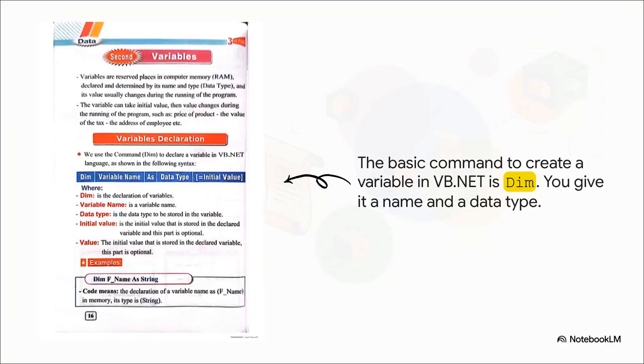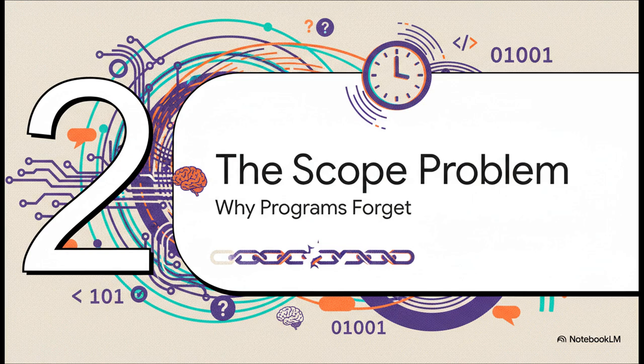So how do we actually make one of these memory boxes in our code? Well, in VB.NET, the magic word is dim. You just say dim, then the name you want to give your variable, as, and then you tell it the data type. So dim fname as string creates a new box called fname that's ready to hold some text. Simple as that.